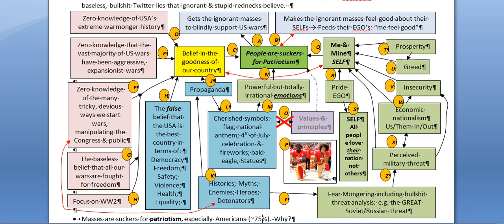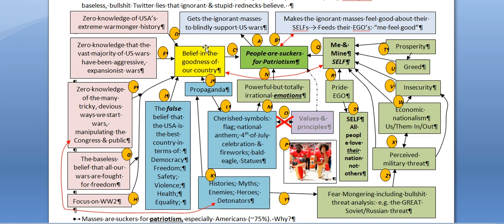Now, what are the effects of patriotism? It gets the ignorant masses to blindly support U.S. wars. It works all the time. This always works. People wave the flag. Shout USA, USA, USA, with our damn wars. And it makes the ignorant masses feel good about themselves. It feeds their egos. The me-feel-good is powerful.